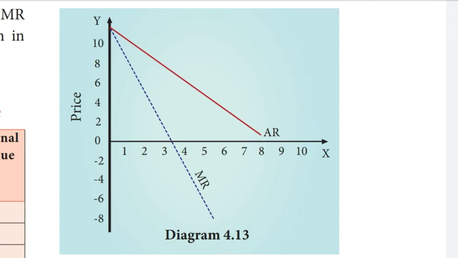The decline in AR need not be a straight line or linear. If the prices are declining with the increase in quantity sold, the AR can be non-linear, taking a shape that is concave or convex to the origin.